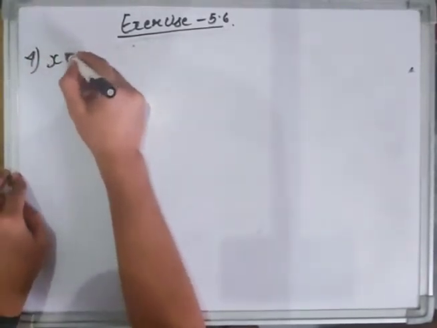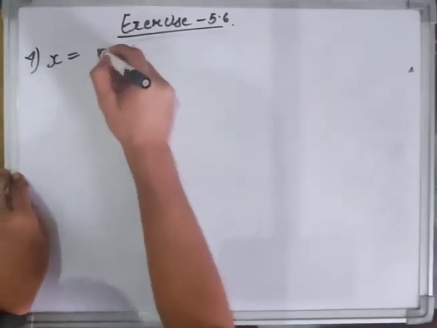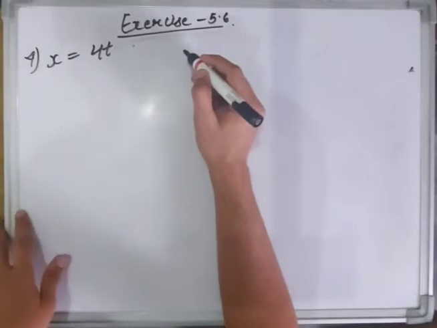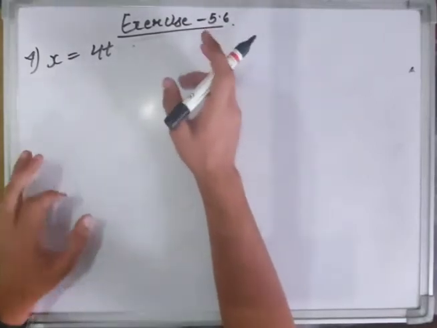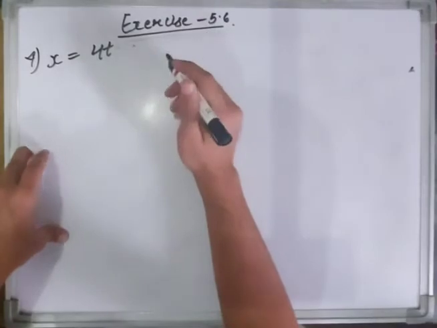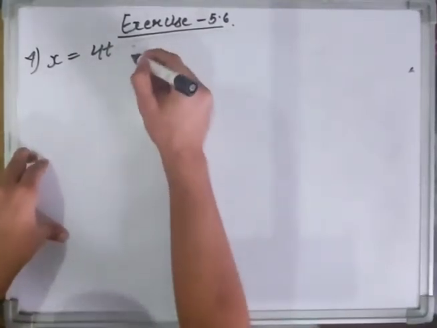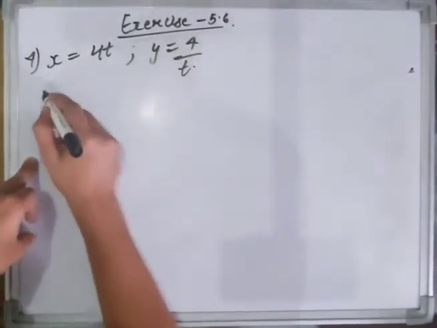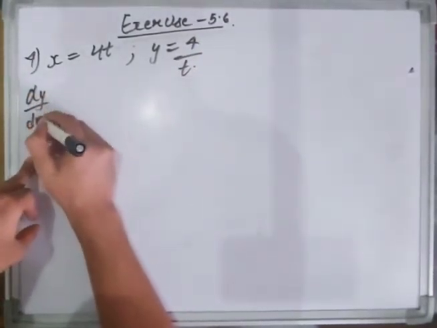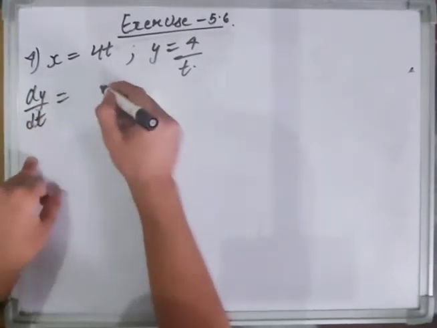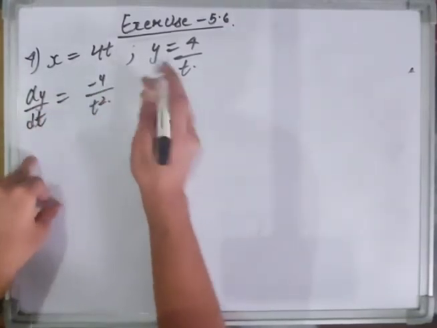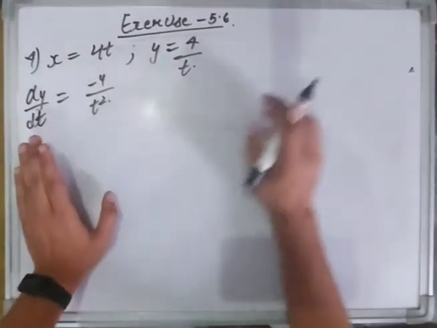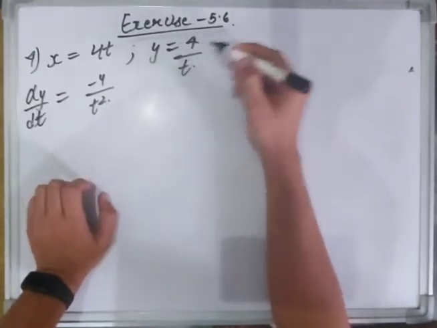I think I should not do this fourth question because it is just like the first question. You must try out this fourth question yourself, and if you cannot do it yourself, then just move to the video. x is equal to 4t and y is equal to 4 upon t. Now differentiating y with respect to t, we have minus 4 upon t square. This is the trick, or if you don't know how to solve it, I am writing the derivation of y here.